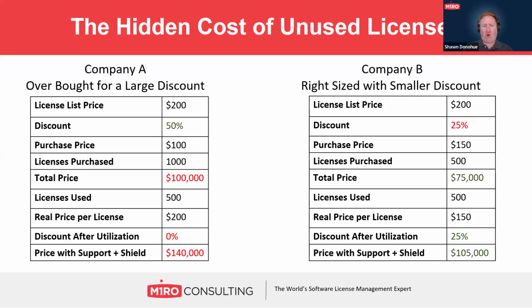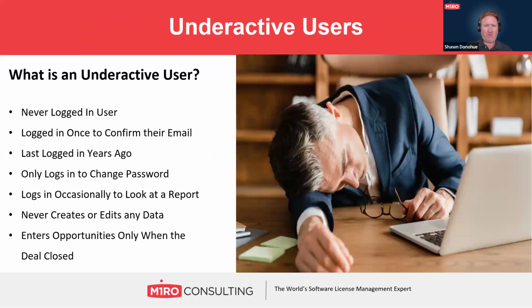So at the end of the day, all of a sudden, company A is spending $140,000 on those licenses, whereas company B is only spending 105. So again, the takeaway here is that your license price isn't really the discount you got until after you factor in your usage. So let's talk about underactive users.